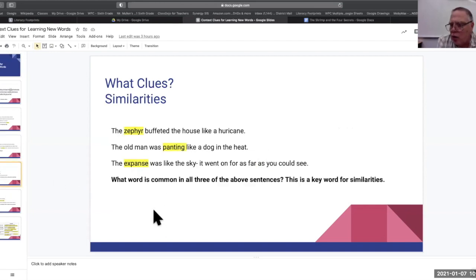Sometimes in the context, we're going to find words that speak clues that talk about similarities. The zephyr buffeted the house like a hurricane. This is where we use substitution. I'll bet you that 90% of us have never seen this word zephyr, or if you've seen it, you didn't know what it meant. On your whiteboard, I want you to substitute a word that you think would fit for zephyr.